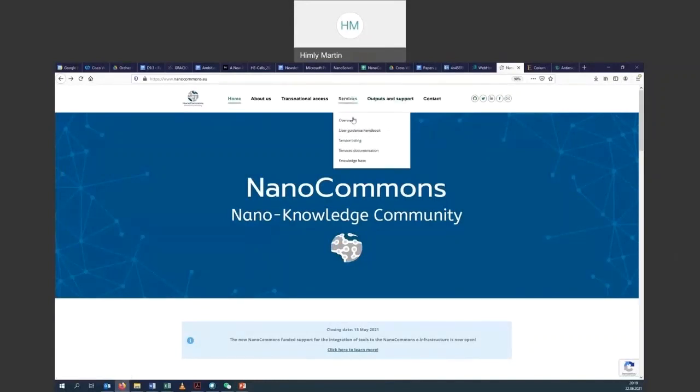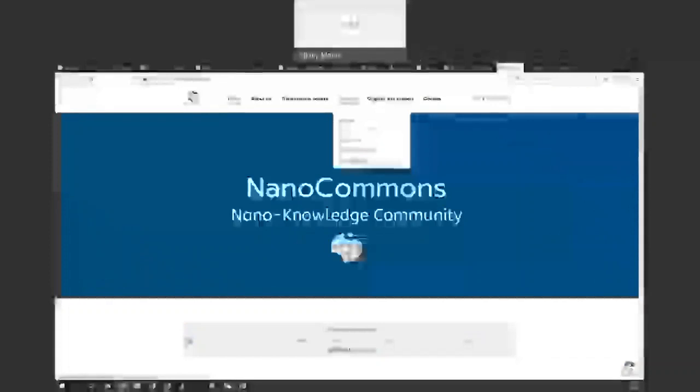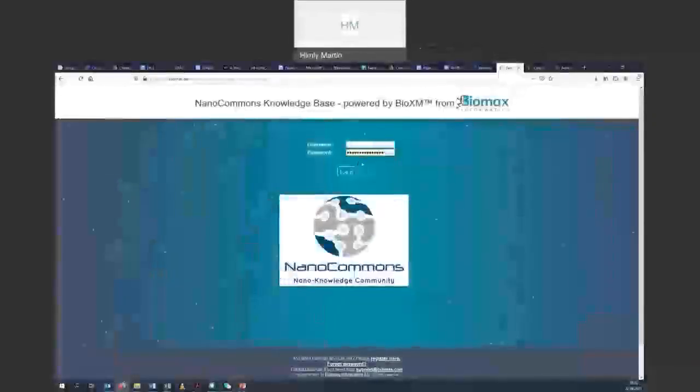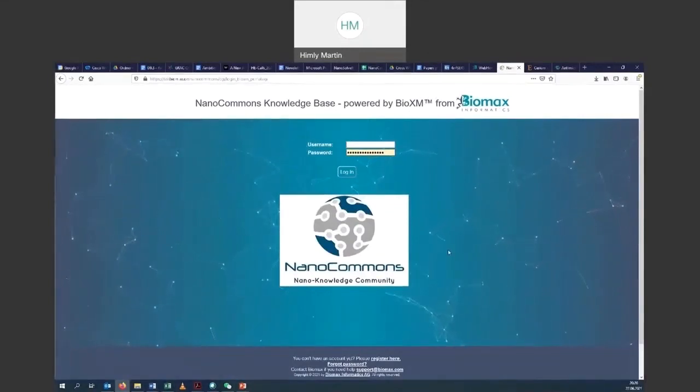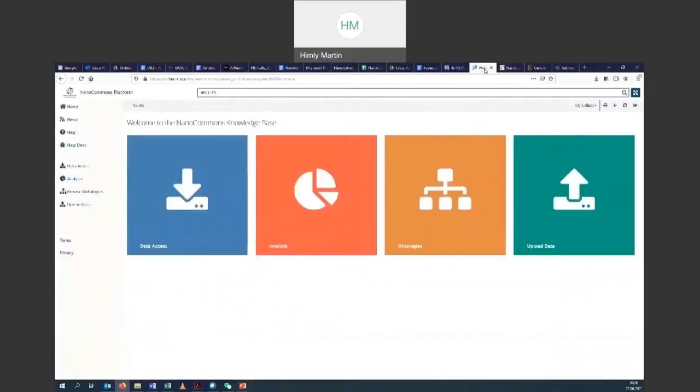You find also teaching materials in this user guidance handbook. It's a different way of assembling and finding things yourself. But today, let's focus on the knowledge base. So here you have the access to the knowledge base. If you click on it, you get access to the portal. What you have to do is register once, and I have done this, of course, and then you can log in.